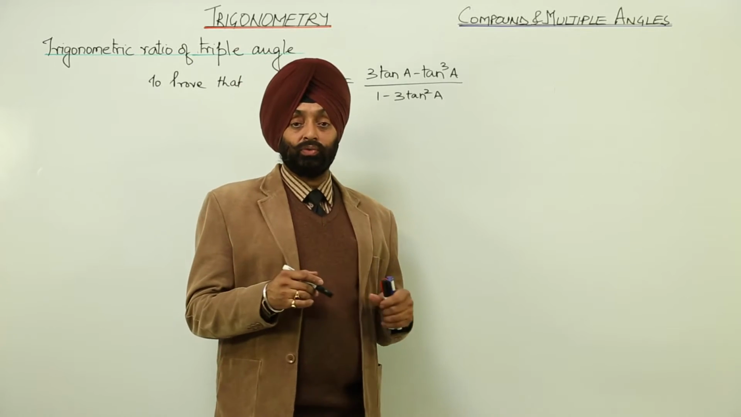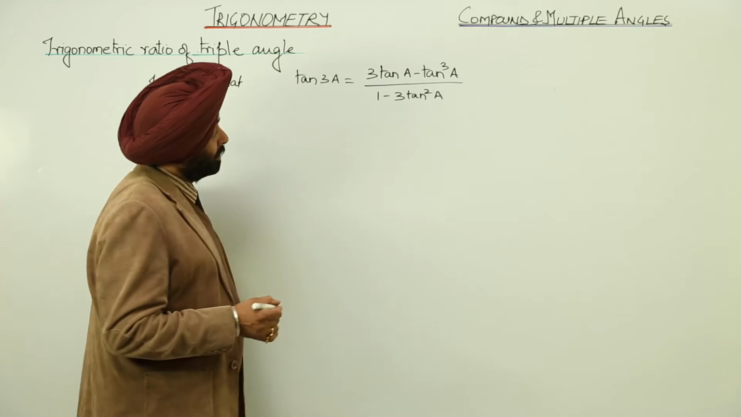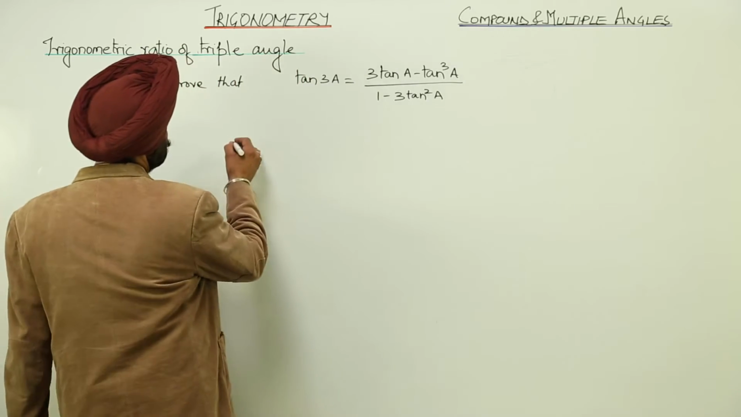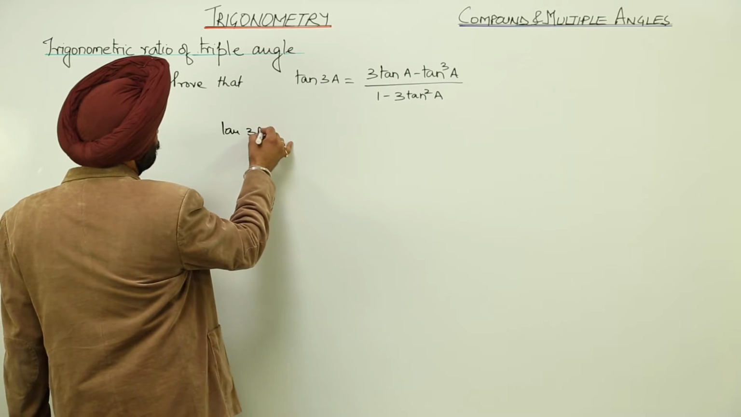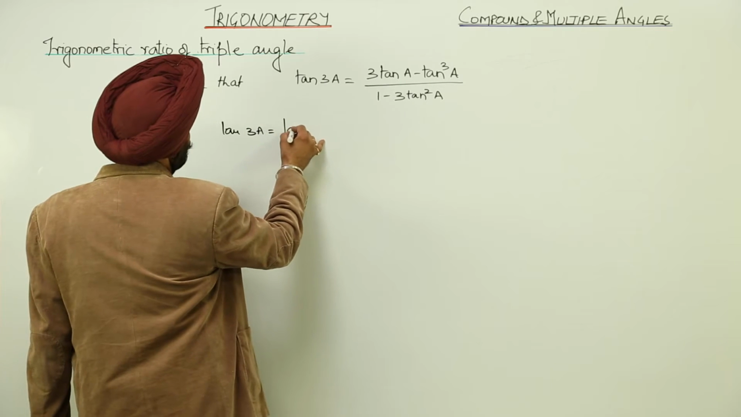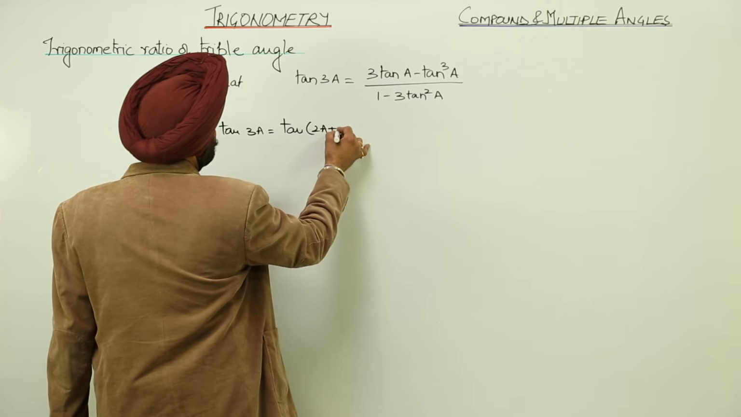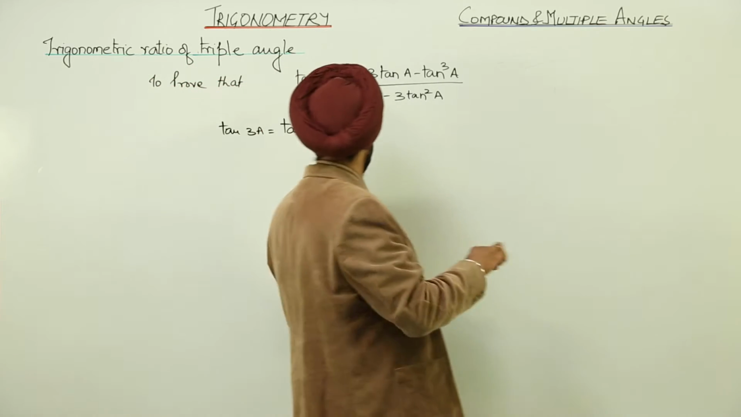Now, the trigonometric ratio for tan 3A. Tan 3A is (3 tan A minus tan cube A) upon (1 minus 3 tan square A). So now what can we write? Tan 3A is equal to tan (2A plus A). Now which formula are we going to use?